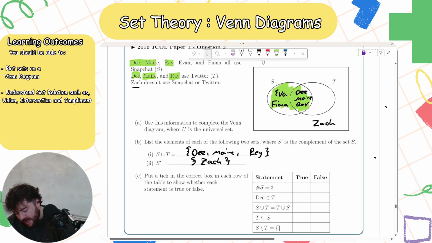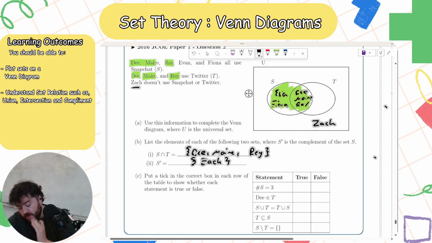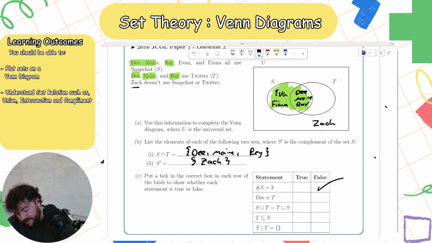Finally, let's put a tick in each box. True or false? The cardinal number of S is 3. That is false. The cardinal number of S is 1, 2, 3, 4, 5. D is an element of T. That's true. S union T is the same as T union S. That's the same. T is a subset of S. That's true. And then this last one here, ignore that.